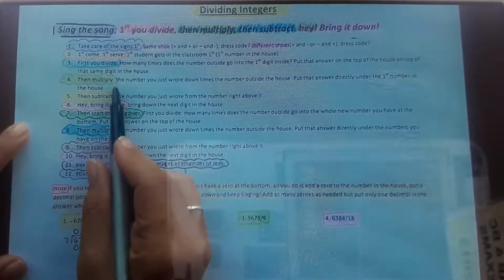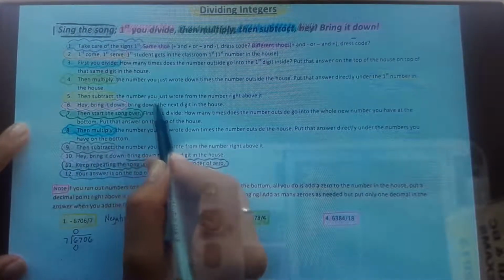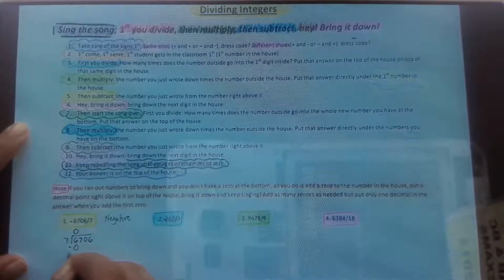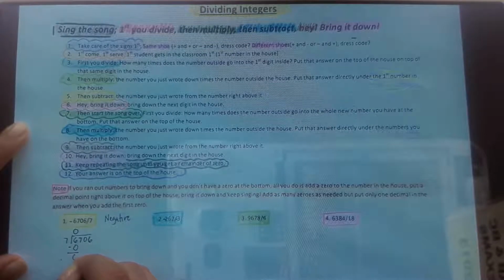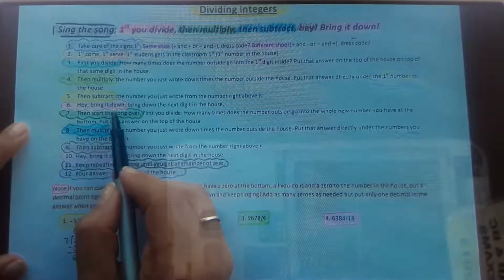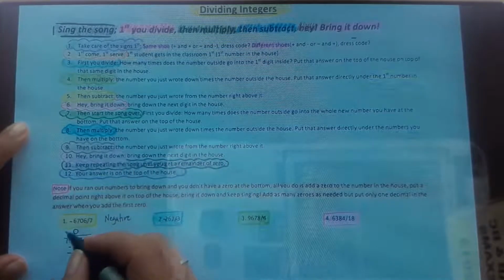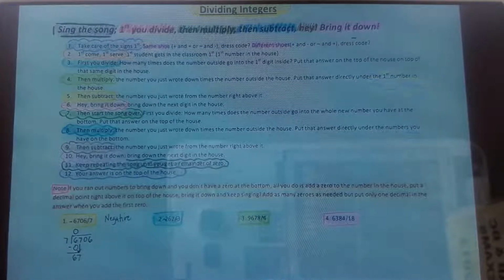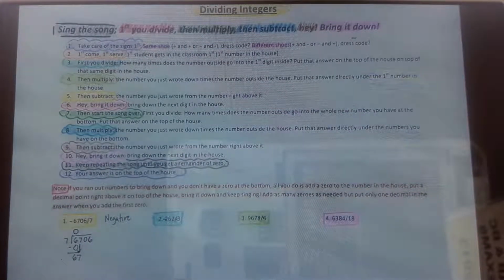Then after that is, then subtract. That means take that number you just wrote down and subtract it from the number right above. So 6 minus 0 is still 6. Perfect. Hey, bring it down. What that means is you're going to bring down the next digit inside the house. So we're bringing down that 7. And then you're going to start that process again.